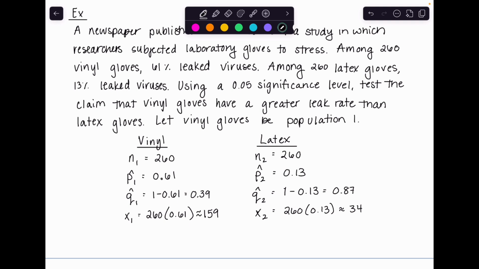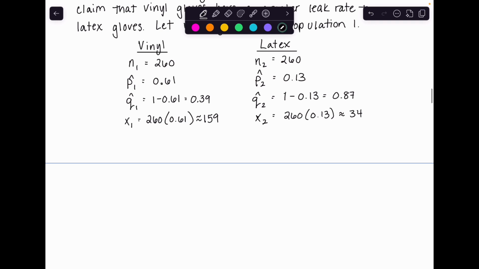So what I want to do is I want to write the claim first, and then I want to figure out what is my test statistic. We'll have to use our Z tables to figure out area to the left of the curve and do everything from there. So the claim is vinyl gloves have a greater leak rate than latex gloves. So this proportion is bigger than this proportion. Okay, so that is our claim that we want to test.